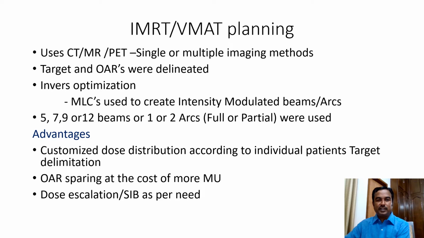IMRT uses an inverse optimization algorithm to create an intensity modulated distribution of the desired pattern, and it uses 5 to 12 beams. In the case of arcs, we will be using 1 or 2 arcs, or sometimes partial arcs if needed. The advantage is that intensity modulated therapy creates a customized dose distribution as per the patient's contour, and it reduces the dose to OARs, but at the same time it increases the MU. So here we have another advantage of increasing the dose if needed.